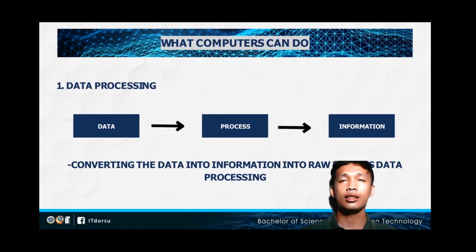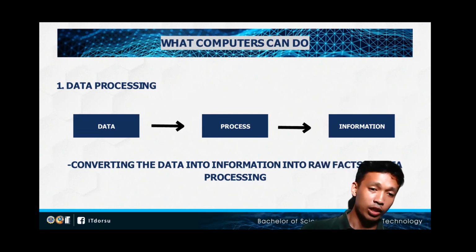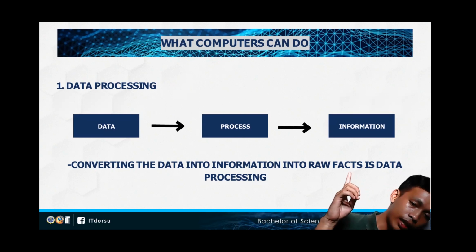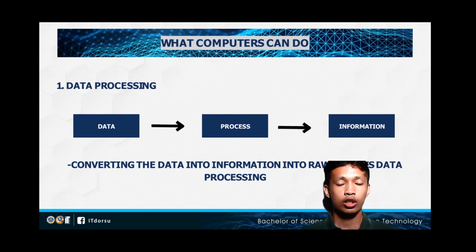So next, sir, is what computers can do. According to the information that you have given us, there are 4 things that a computer can do. So we based this on your discussion, sir. So data processing: data, then process, then information. So converting the data, the raw facts, into information is data processing. So we start with data, then process it, sir, then information.